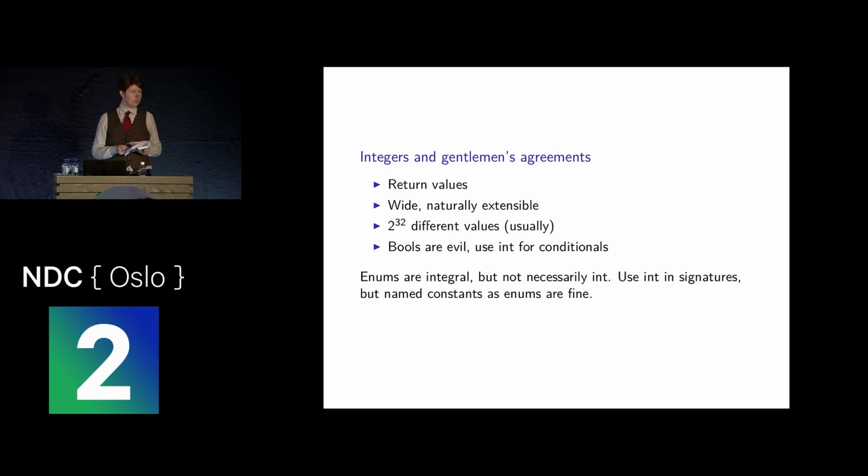Ints can easily be received and passed along and managed without any particular structure. And in fact, most runtimes optimize heavily for integers with a lot of cool techniques. They're very wide. They're naturally extensible. Your integers can typically hold 2 to the power of 32 different values, which is quite wide. There's a lot of information you can pack in there if you assign semantics to specific values of the integers.